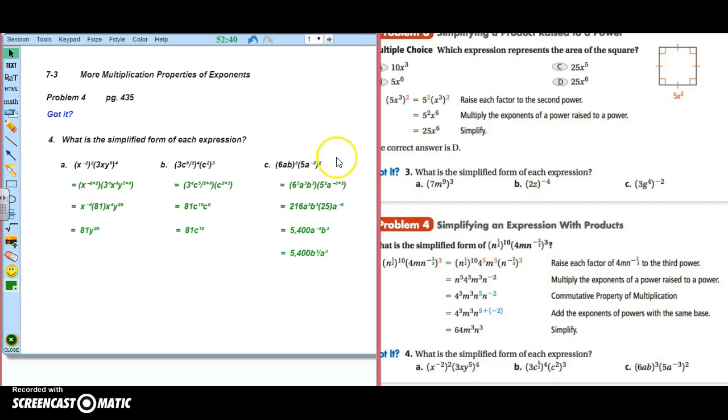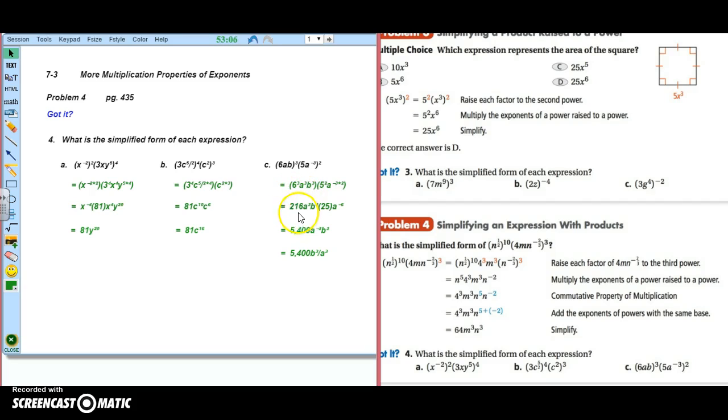Part C, you have a 6ab in parentheses, all raised to the third power. And you have a 5a to the negative 3, both raised to the second power. So the 6, the a, and the b all get that third power. The 5 gets the squared, as well as the a to the negative 3 raised to the second power. Power to a power, you multiply.